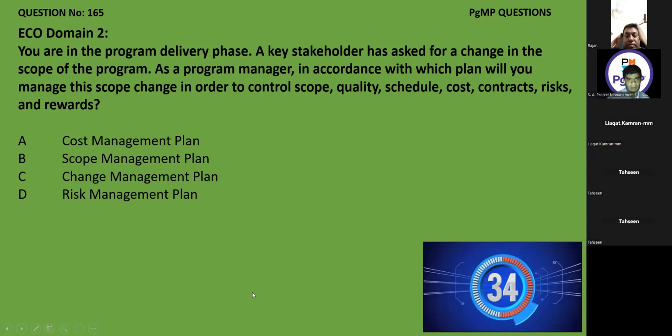Okay, so this is the same question, I just changed it. As a program manager, in accordance with which plan will you manage this scope change in order to control scope, cost, quality, schedule? The correct answer again will be C, which is the change management plan. And surely you will get three to four questions minimum from this topic. Don't get confused with any type of change, whether it's cost, schedule, or quality. The answer would be the change management plan.